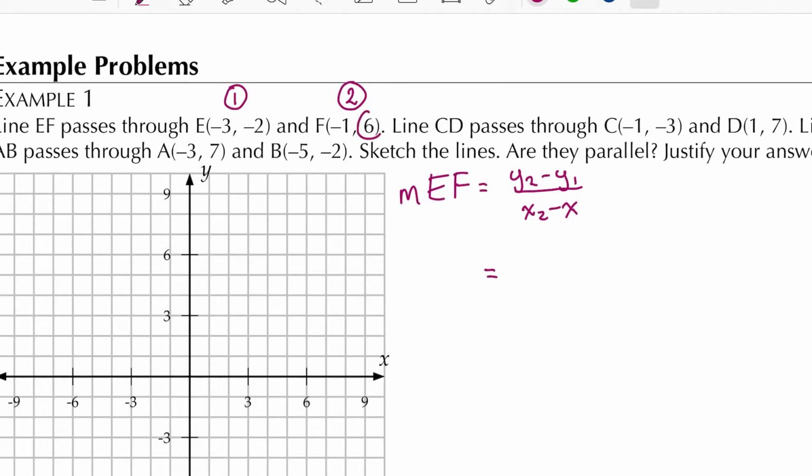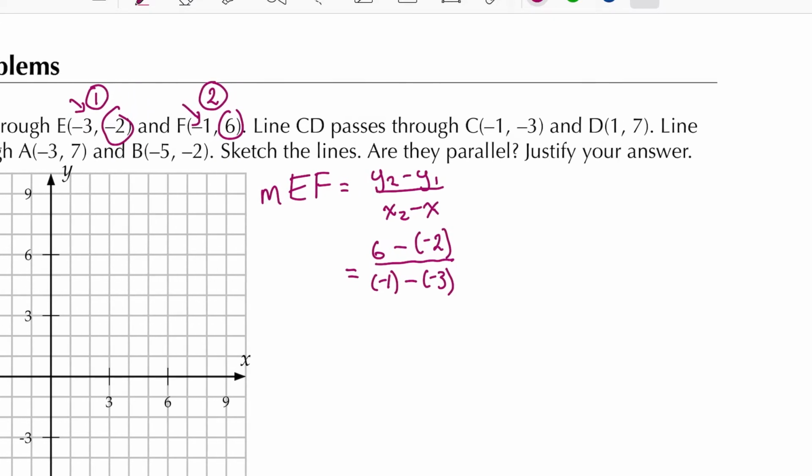Now, y2 is going to be 6, minus y1, which is minus 2. 6 subtract minus 2, divided by x2, which is minus 1, and I put them in brackets, subtract minus 3. Now that is going to equal 6 subtract minus 2, which is plus 8, all over negative 1 subtract minus 3, which is going to be plus 2. So we're going to get a slope of 4 for line EF.